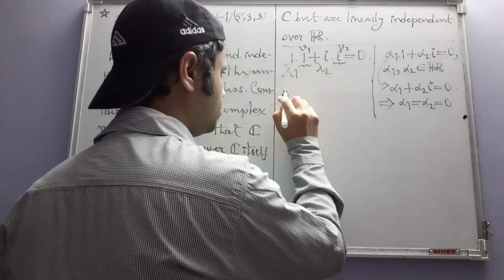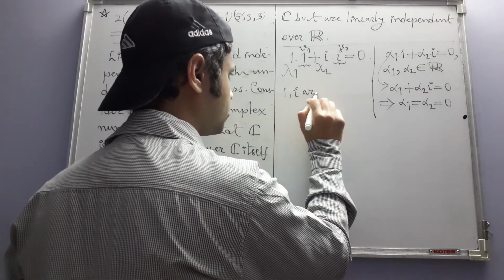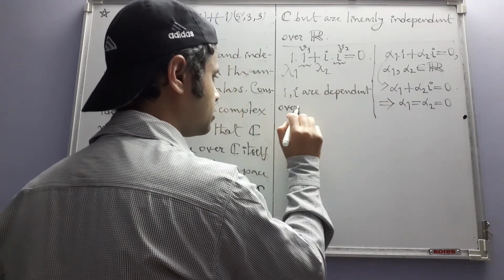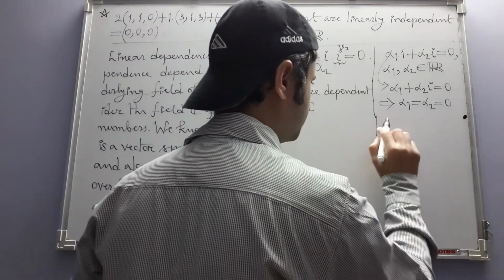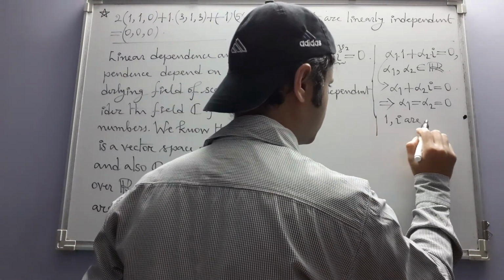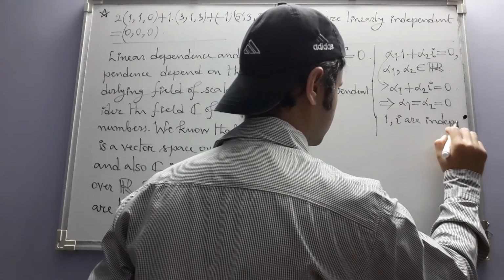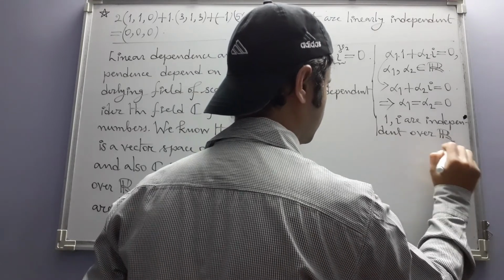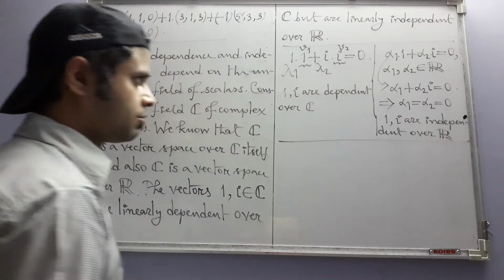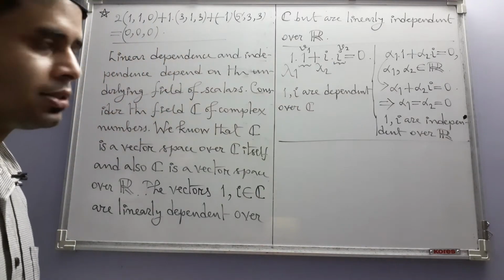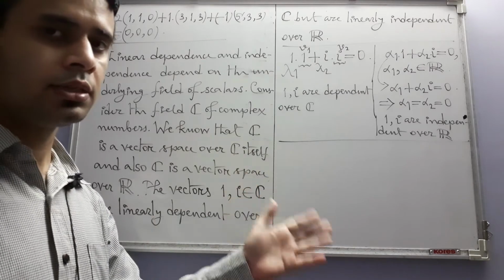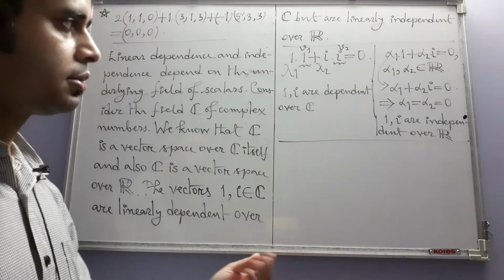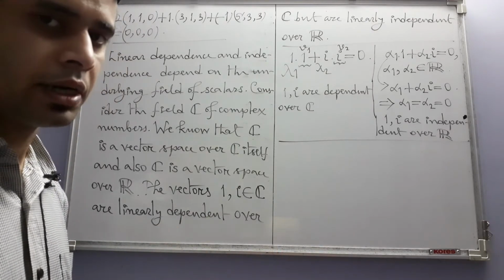So over C, they are independent, but at the same time dependent over R. So it really matters what the underlying field is. That is why in such confusing situations, where you can have two different things, it's better to write the 'over F' part.